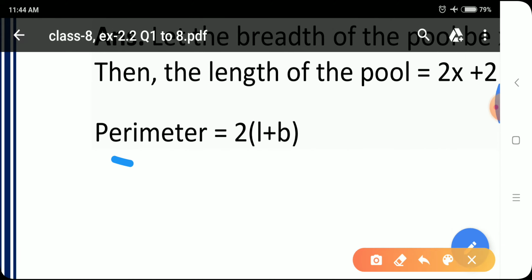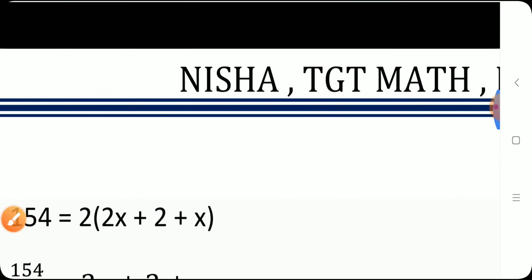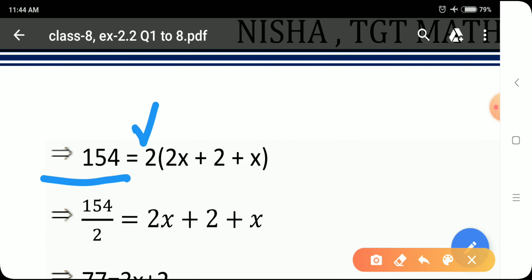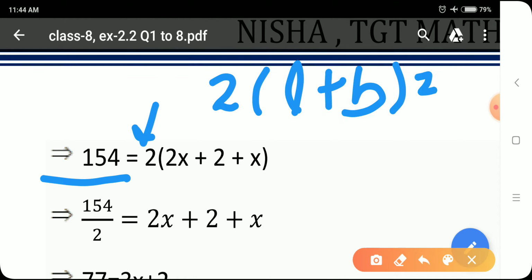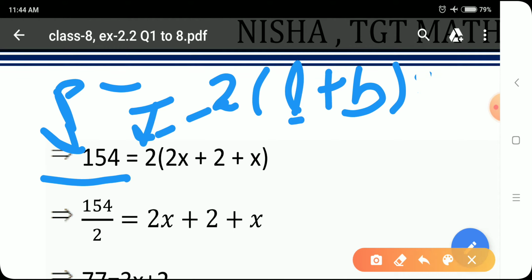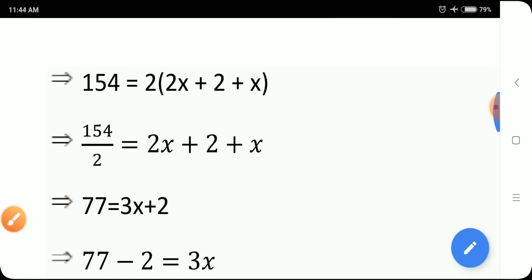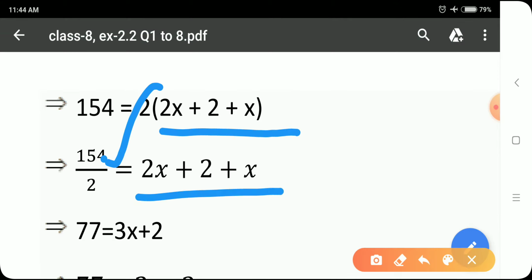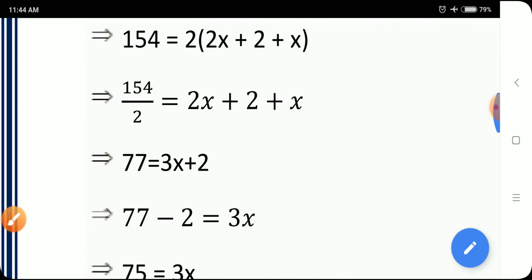Now for the perimeter, we know the formula is twice of length plus breadth. After putting values in it, the perimeter is 154. The formula is twice of length plus breadth is equal to perimeter. Perimeter is 154. Now twice is here. Length is 2x plus 2 and breadth is x. After putting values, this 2 comes into division, so here the remaining expression is 2x plus 2 plus x.